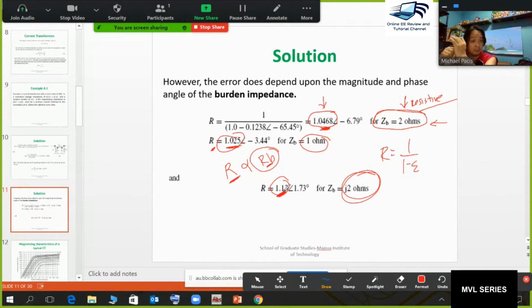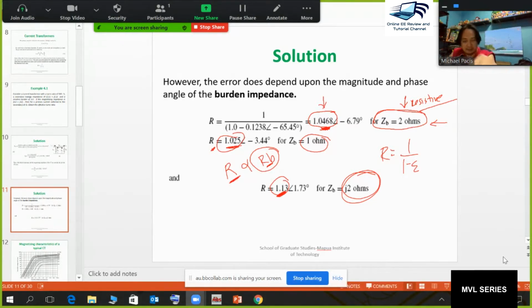Because the error depends on the magnitude of the burden impedance. So the R here is the effective turns ratio error. So the higher that is, the higher the error, right? So the lower the impedance or resistive term, the lower the error. Okay, now that's the moral lesson of the story. This one, this proportionality, or that relationship.